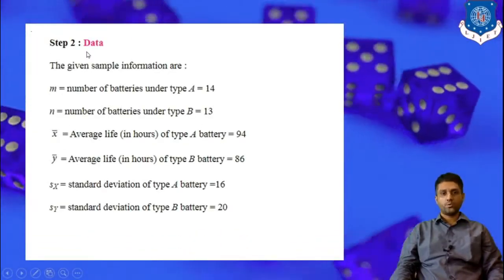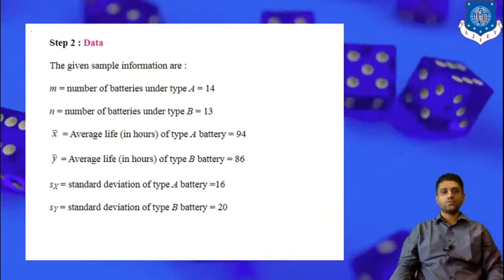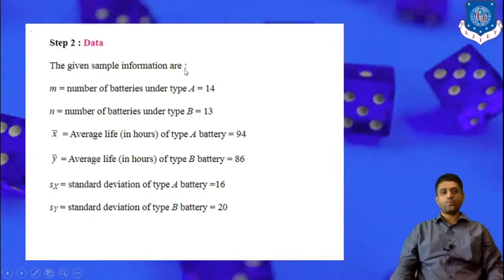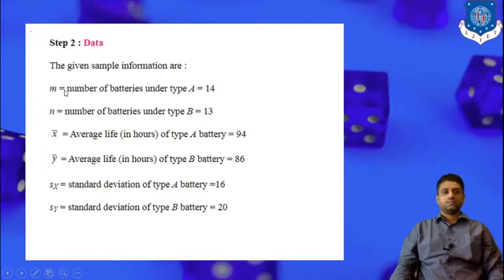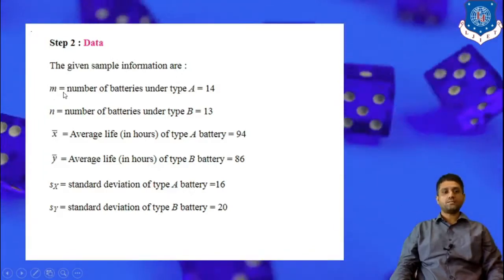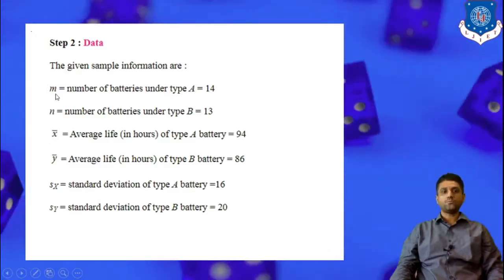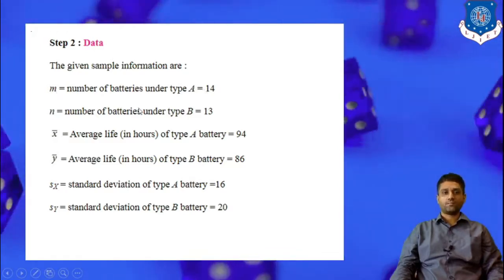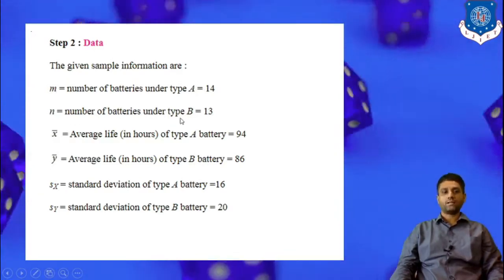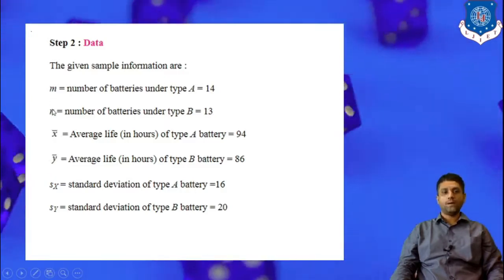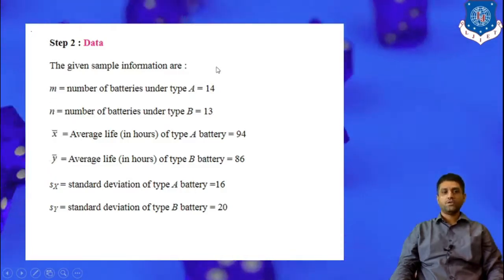Now step number 2. In step number 2, our aim is to gather the data. The given sample information: the question itself suggests that the number of batteries of type A, that is the total number of observations in the first population, M, is 14. N, the total number of batteries of type B, is 13. So the values of M and N are 14 and 13 respectively.